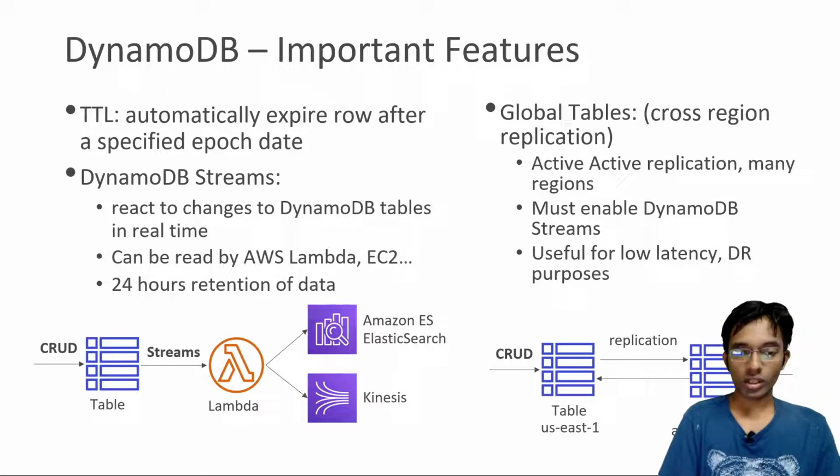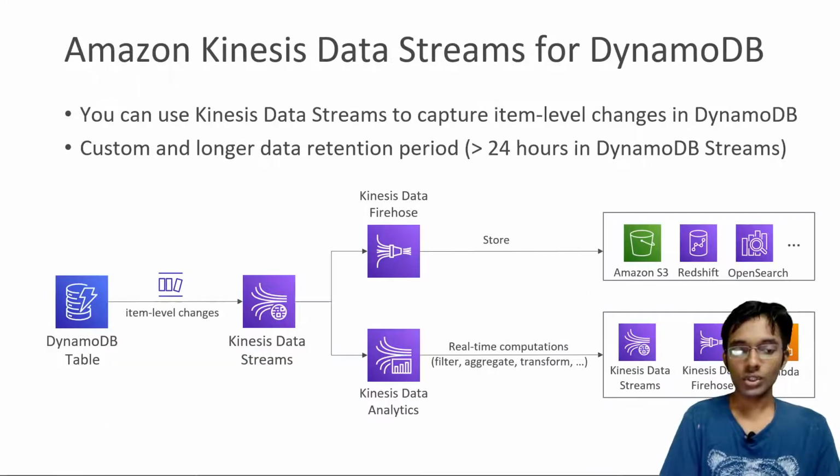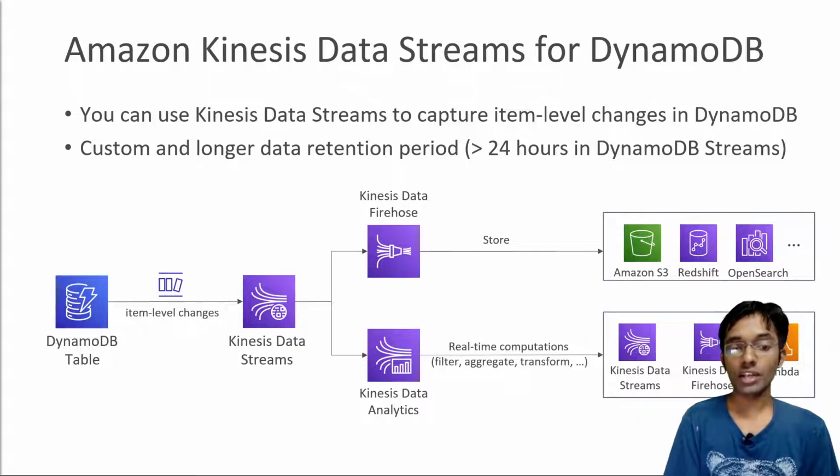Now, you can use Kinesis Data Streams for DynamoDB. How does that work? We know that DynamoDB Streams will capture item-level changes, but we can now actually send the changes directly into a desired Kinesis Data Stream. Why would we do that? We only have 24 hours of data retention in DynamoDB Streams, but with Kinesis Data Streams, we can get a longer data retention period, up to even 365 days. Also, we could use the Kinesis-related tool suite to analyze the data.